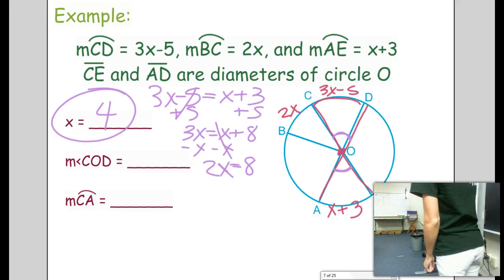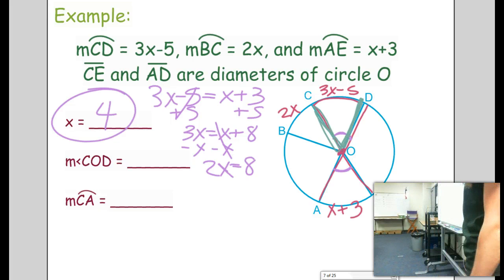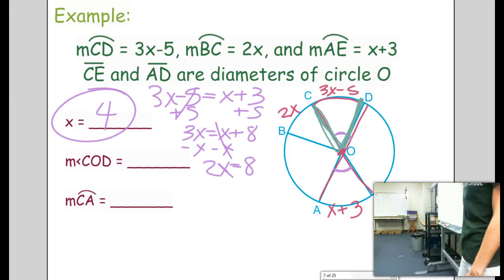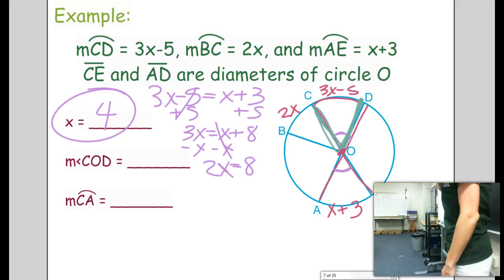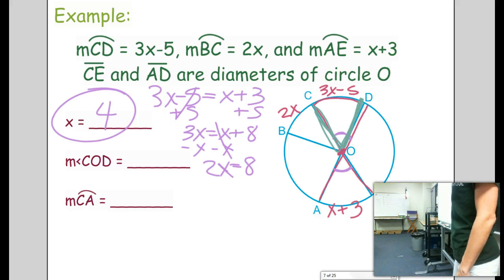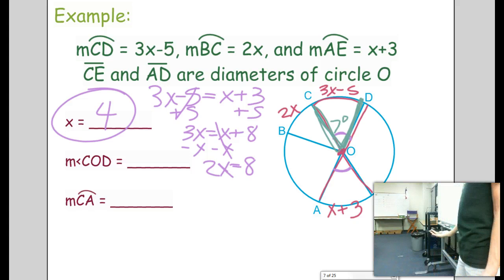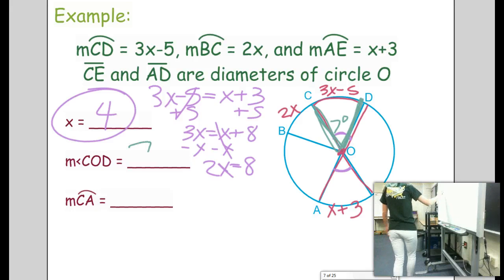All right, the measure of angle COD. Kendall, what arc does angle COD open up to? Name the arc. CD. So we can take 4 and plug it in. 3 times 4 is 12. 12 minus 5 is 7. That's weird, but we're going to roll with it. That's a 7-degree angle. We plugged it in.